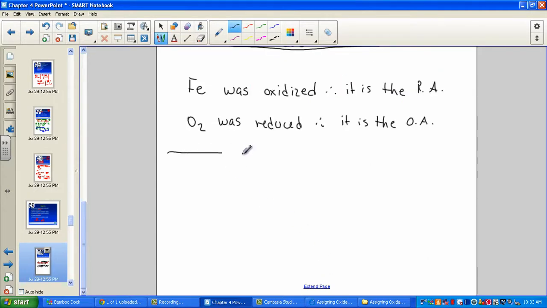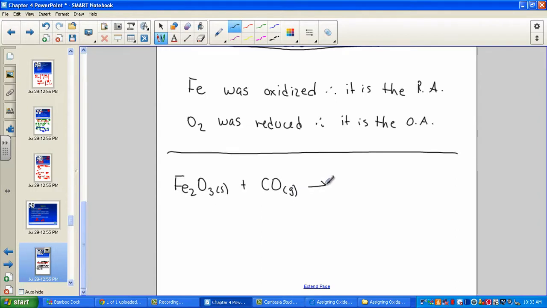Should we try another? Here we have Fe2O3, iron 3 oxide, that's in solid form, reacting with gaseous carbon monoxide, and it forms liquid iron and 3 carbon dioxide units in a gaseous form. Did I miss the coefficient? I sure did, right there. A 1:3:2:3 stoichiometric ratio. We're being asked what's oxidized, what's reduced, and then to identify the agents.